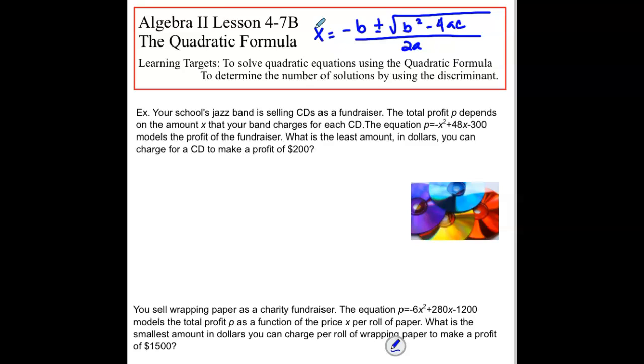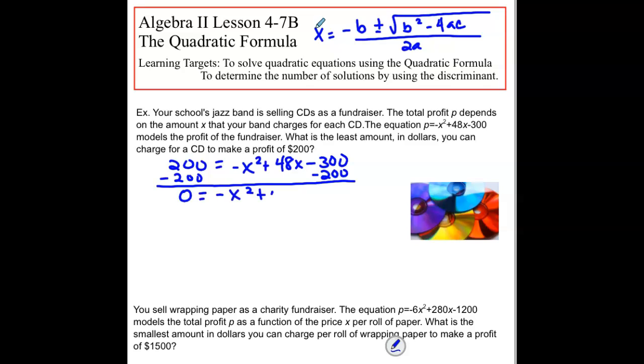So given our equation, P equals negative x squared plus 48x minus 300. What they are telling us is that we want to figure out exactly when our profit is $200. So we have a quadratic equation. We can subtract our 200 to the other side. And now the equation that we're working with is 0 equals negative x squared plus 48x minus 500. And that is an equation that we can use the quadratic formula for.